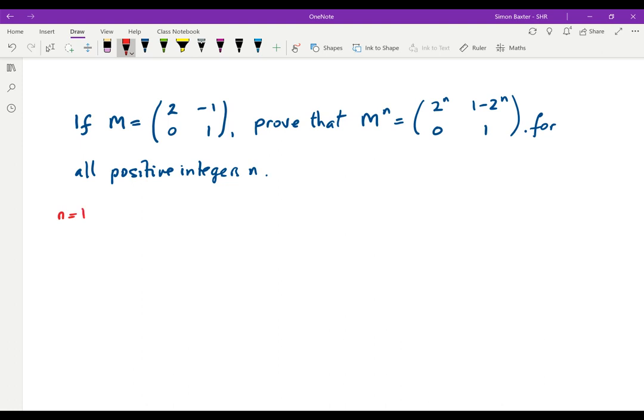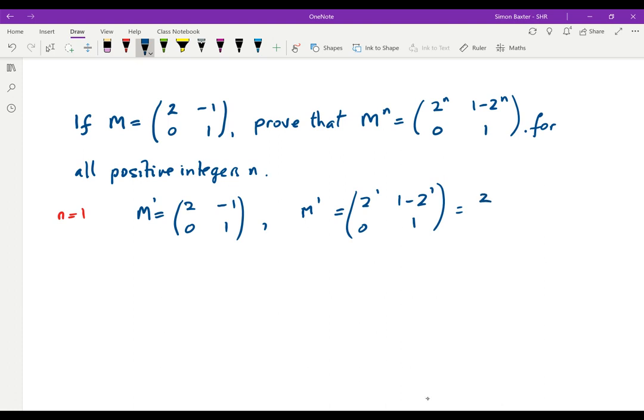So when n is 1, M we know is 2 minus 1, 0, 1. That is M to the power 1. And from the formula, we get M to the 1 is 2 to the 1, 1 minus 2 to the 1, 0, 1. 2 to the 1 is 2. 1 minus 2 is minus 1. And we have 0, 1. So that is what we ought to get. And we conclude that the formula is true when n equals 1.